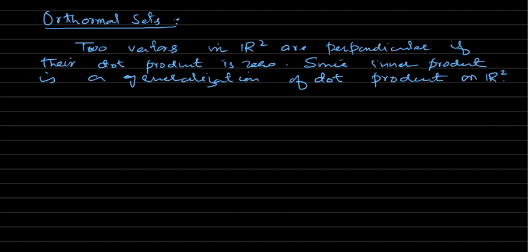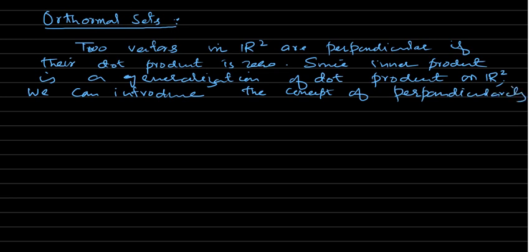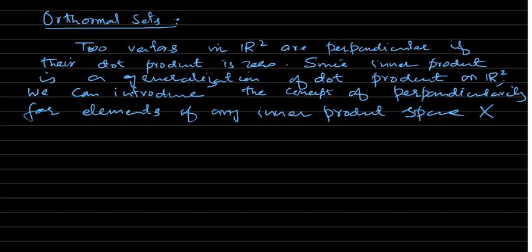Okay, so since the inner product is a generalization of dot product on R2, so what we can do, we can introduce the concept of perpendicularity, and that inner product is defined on any linear space, okay, not on only R2. So we can introduce the concept of perpendicularity for elements of any inner product space X as follows.